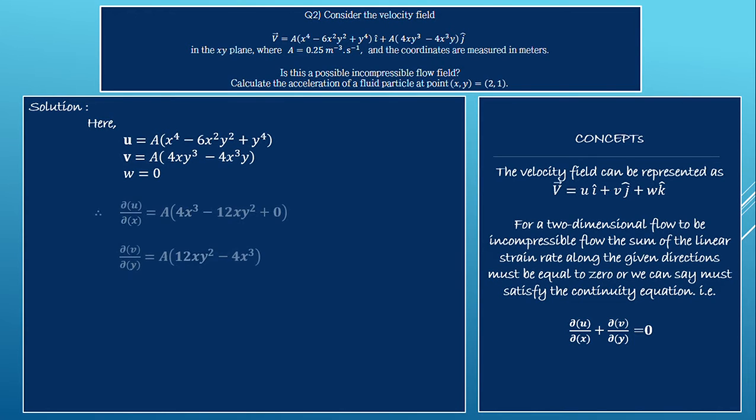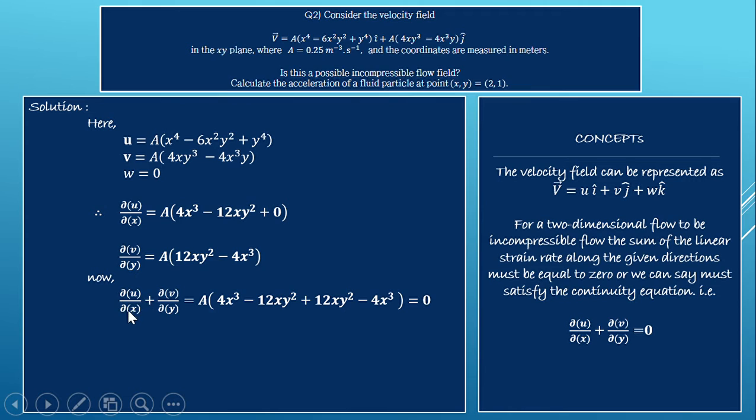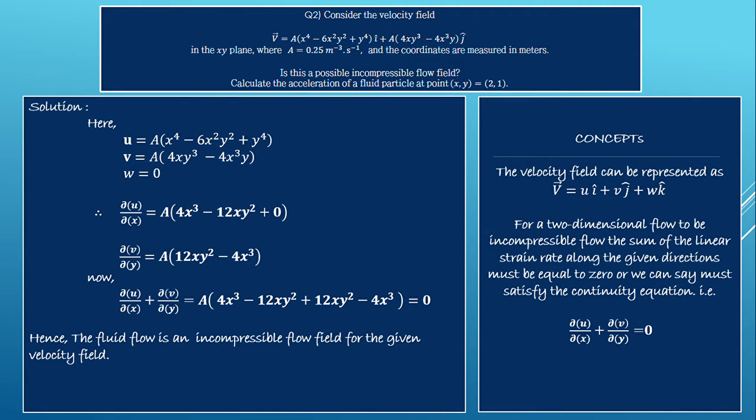Hence, we find the values of del u upon del x and del v upon del y by differentiating the terms u and v with respect to x and y respectively. On adding del u upon del x and del v upon del y, we get the expression equal to 0. Hence, we can say that the fluid flow follows the continuity equation, and hence the fluid flow is an incompressible flow field for the given velocity field.